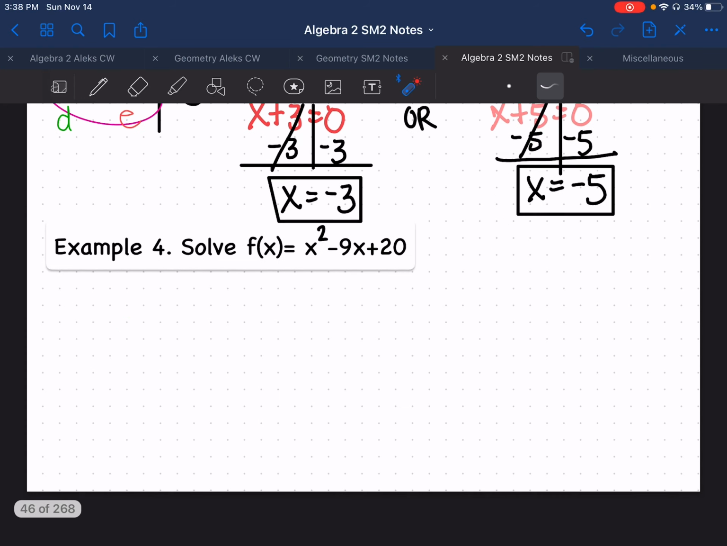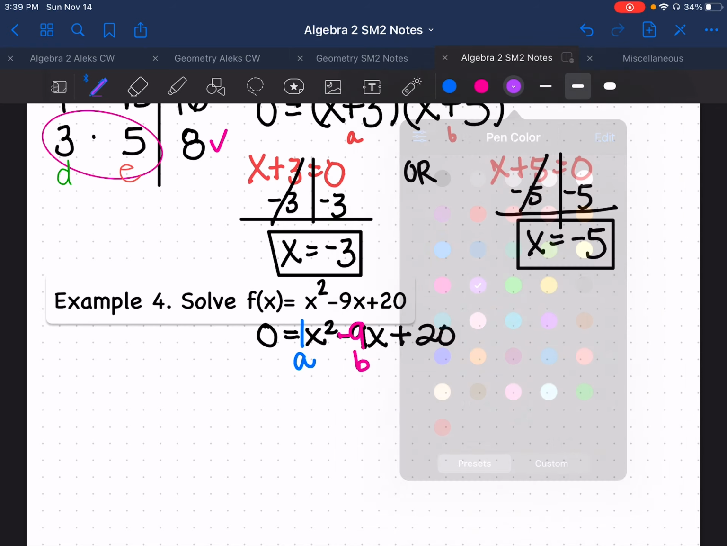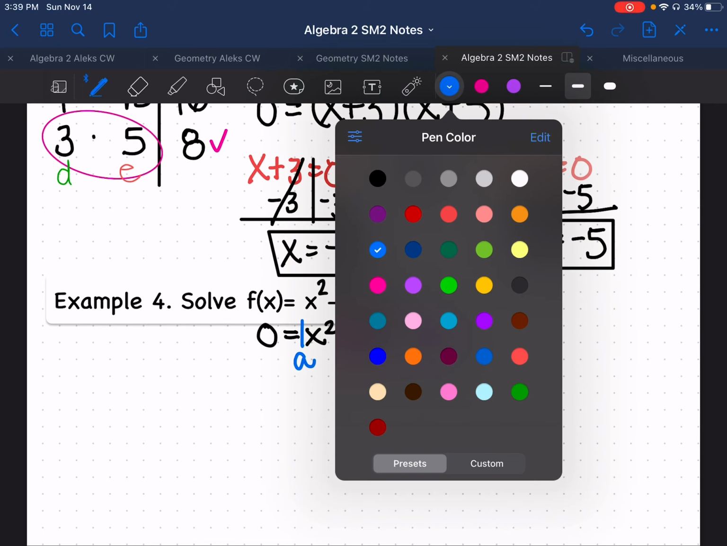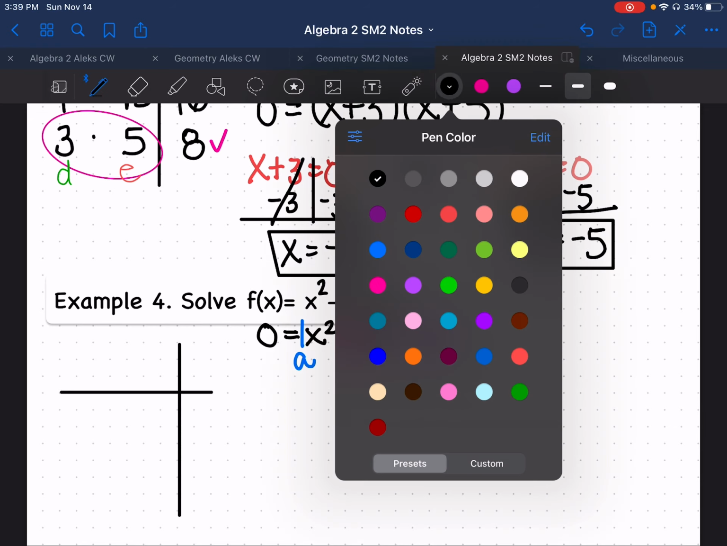All right, let's try another one. So remember, you want to go ahead and change that f of x to 0. I know it doesn't seem like a very big step, but you need to make sure that you are aware of what you're solving. Okay, you need it to be 0 to solve. My b is going to be -9 this time, and my c is going to be +20. All right, this one's going to give us a little bit of trouble because we have that negative b value, but a positive a and c.